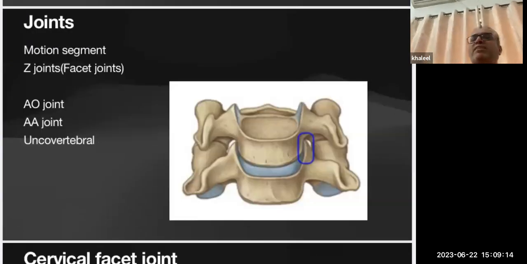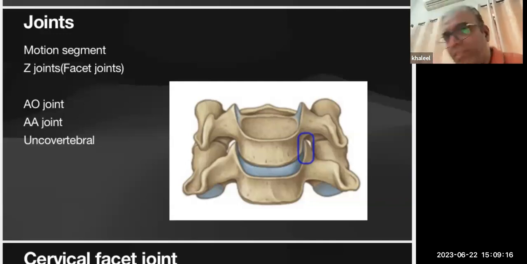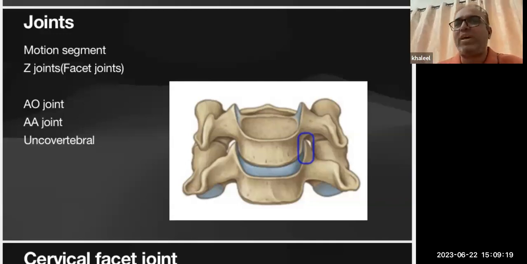So different joints are also involved. They are the facet joints, which we also call zygapophyseal joints, and the unique joints in the cervical spine: the atlanto-occipital, atlanto-axial, and the uncovertebral joints.